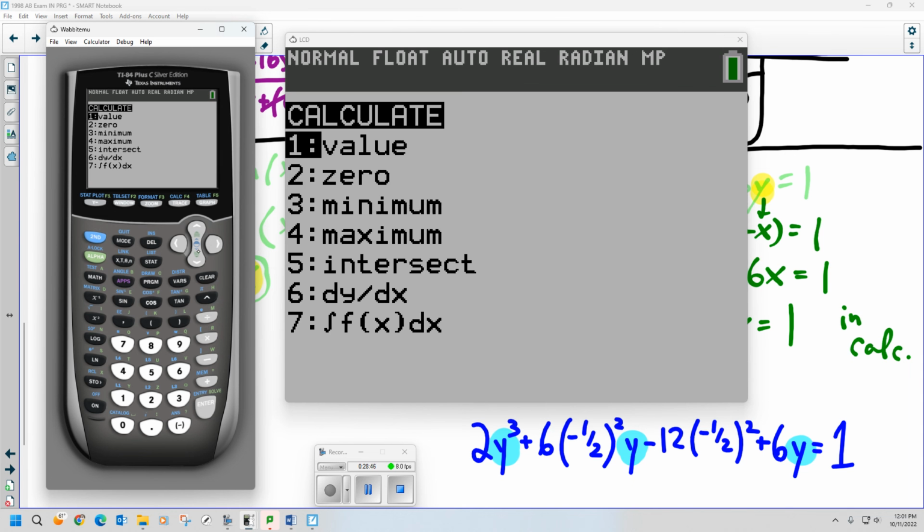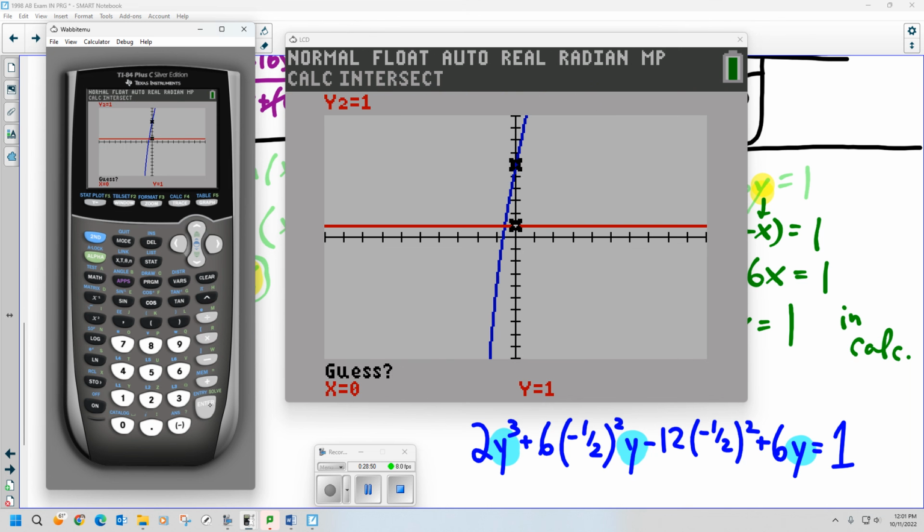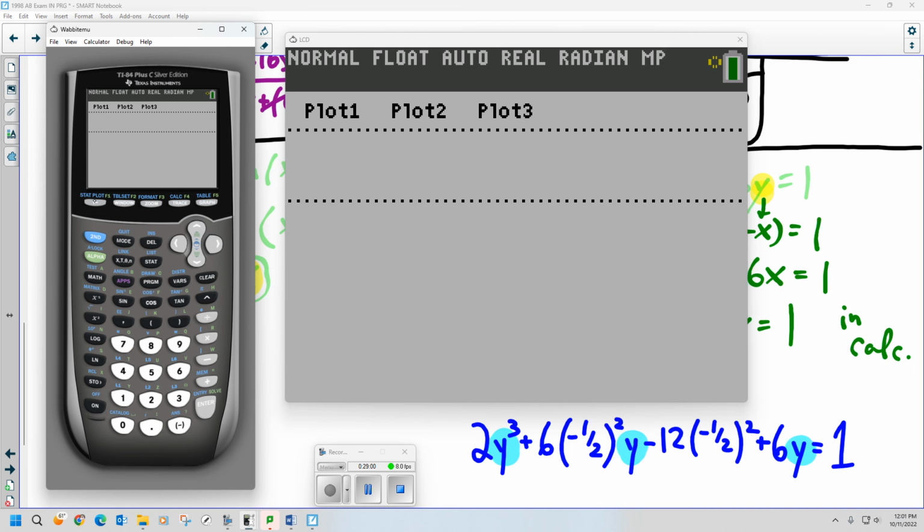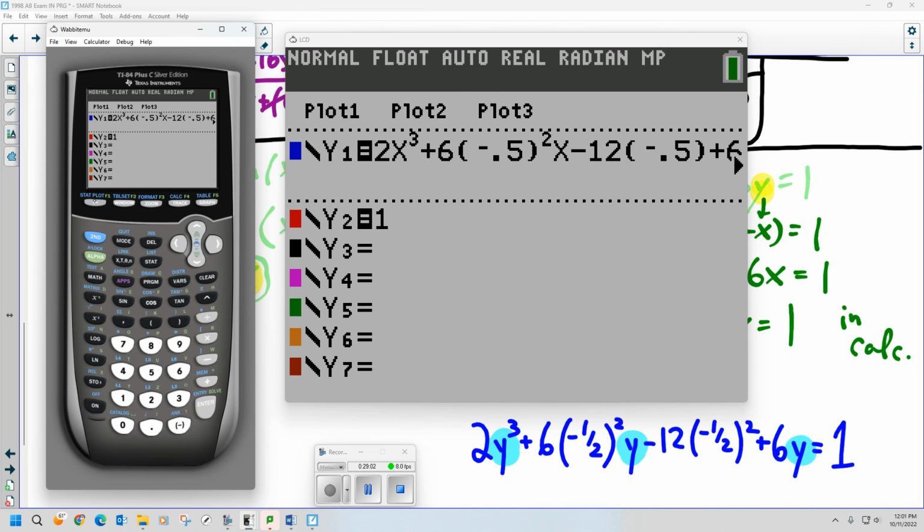Second, trace, intersect, enter, enter, enter. That is -6. No, we made another boo-boo. I don't think that's the answer. All right. 2x cubed plus 6 times -1/2 squared x minus 12 times -1/2 squared. Oh my goodness gracious.